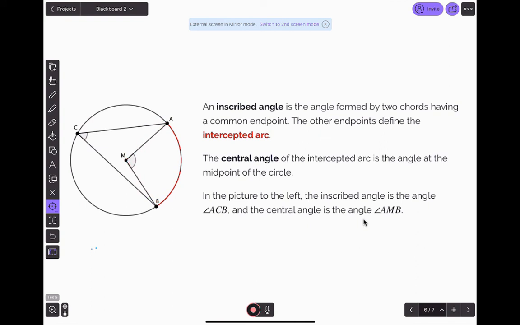Now in my next video, I'm going to describe and compare the arc measures, or the angle measures, of those two, and we're going to get a comparison. But right now, I just wanted to talk about the different terminology.